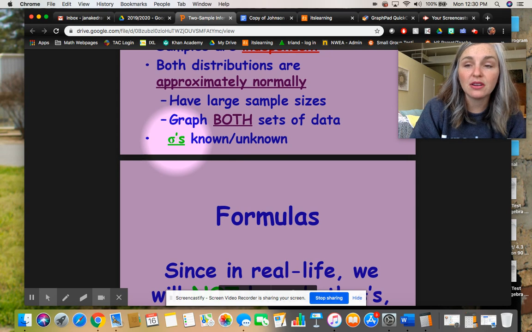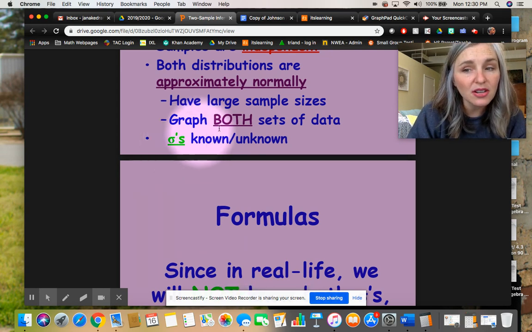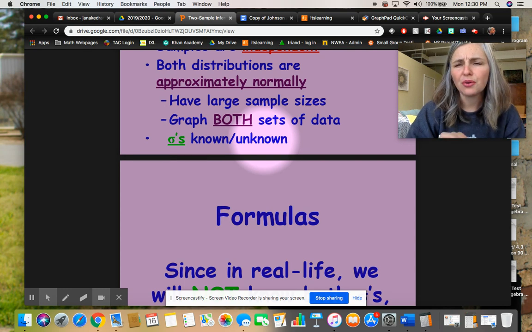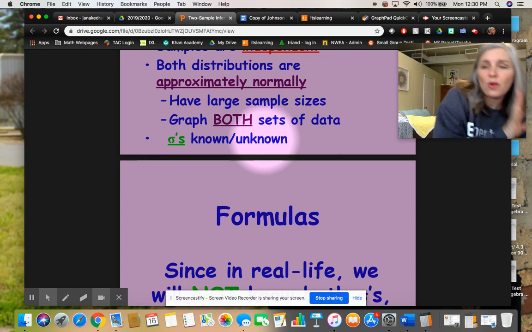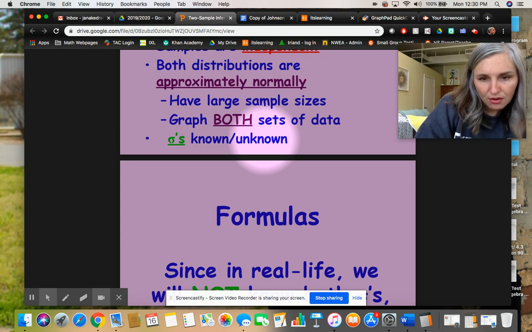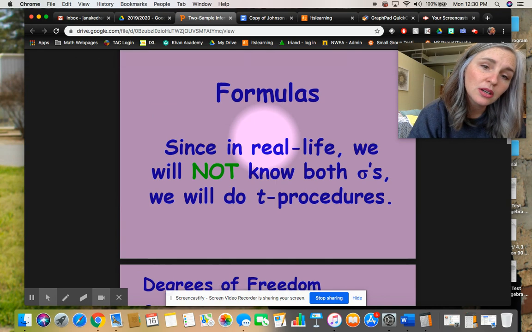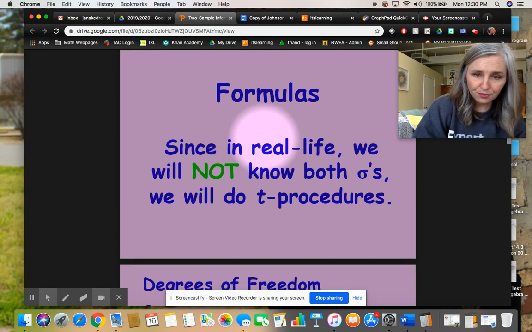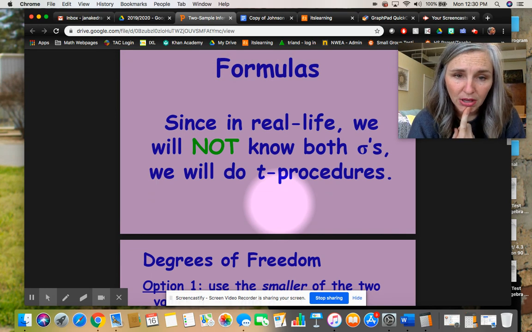If our standard deviations are known, great, we'll z-score. If our standard deviations are not known, crappy, we'll t-score, okay? Remember, z-score, t-score. We know both. Okay. If we're going to t-score, then we are going to have to know degrees of freedom.